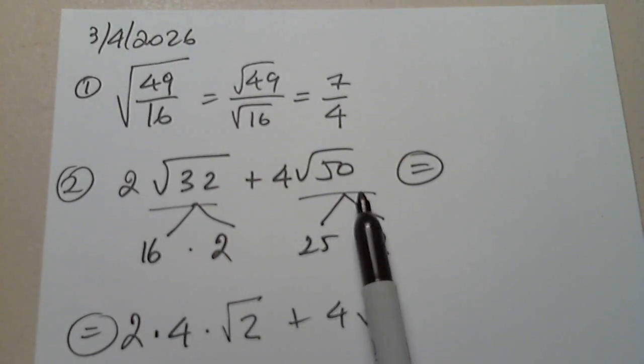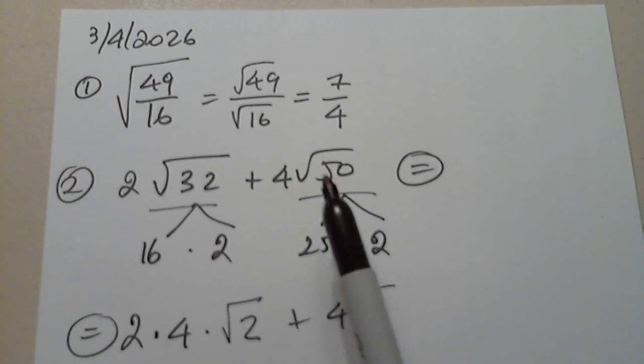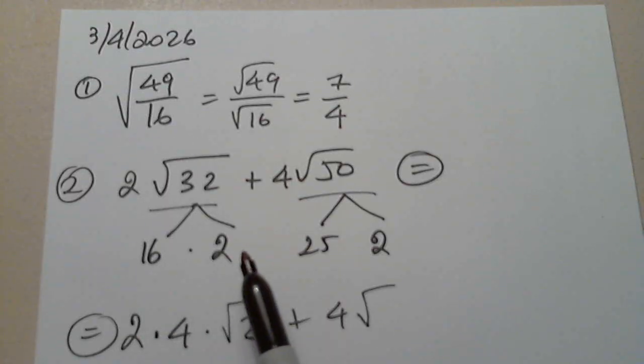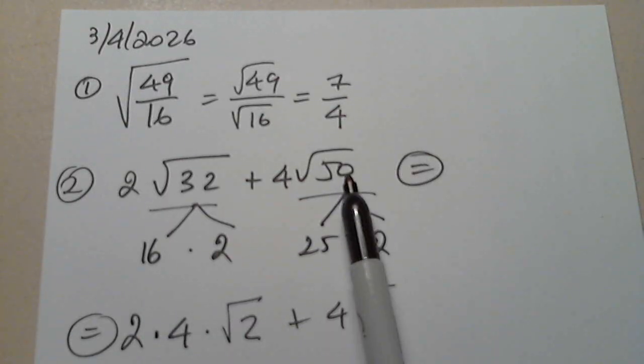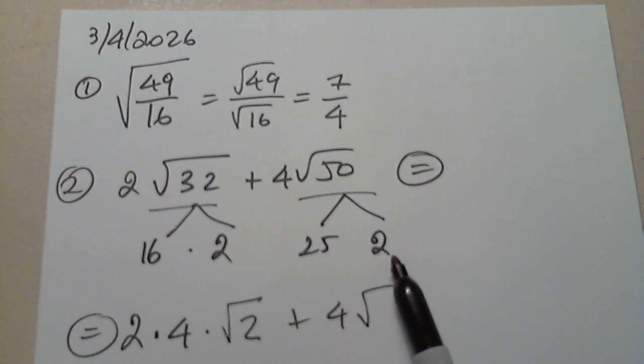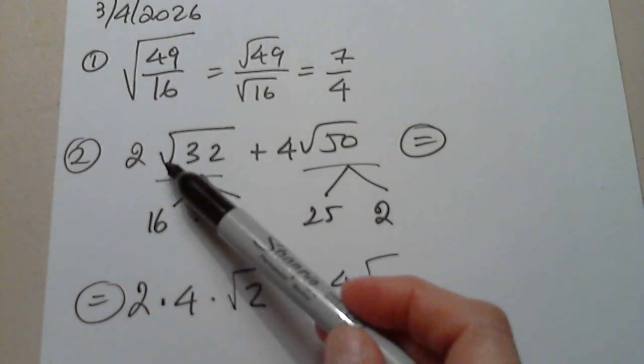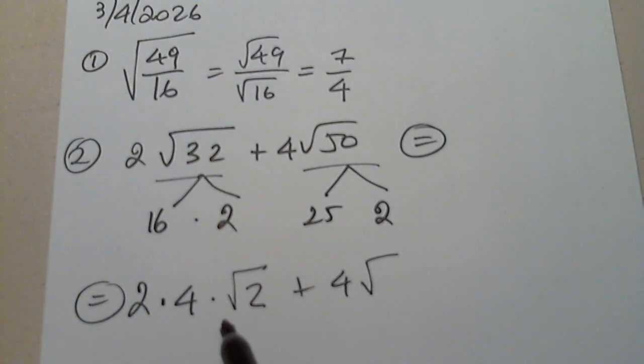Are they like radicals? I don't know. I have to simplify them. 32 is 16 times 2, where 16 is a perfect square and 2 is not. 50 is 25 times 2, where 25 is a perfect square and 2 is not. So 2, the square root of 16 is 4, times the square root of 2, which is irrational, which we cannot further simplify.